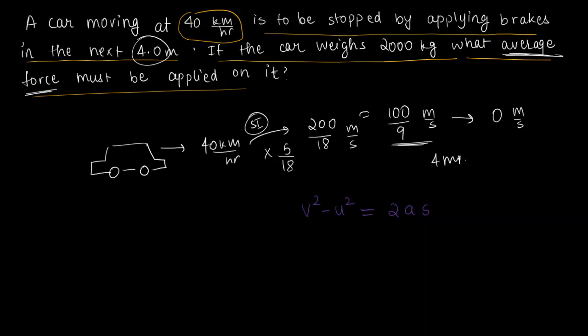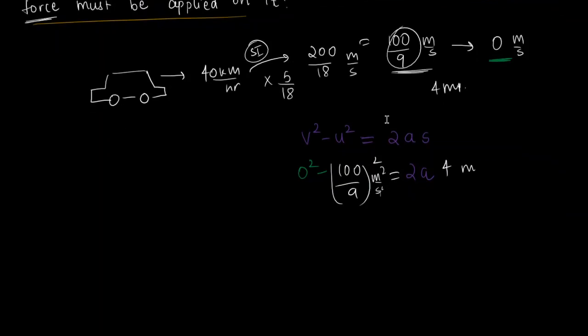So we'll just now input everything, and we need to find the value of a. So v right here is equal to 0. So 0 squared minus (100 over 9) squared is equal to 2 times a times s, where s here is equal to 4 meters. And this here is in meters per second squared. You don't anyway need that since it's all in SI, but you can include that.